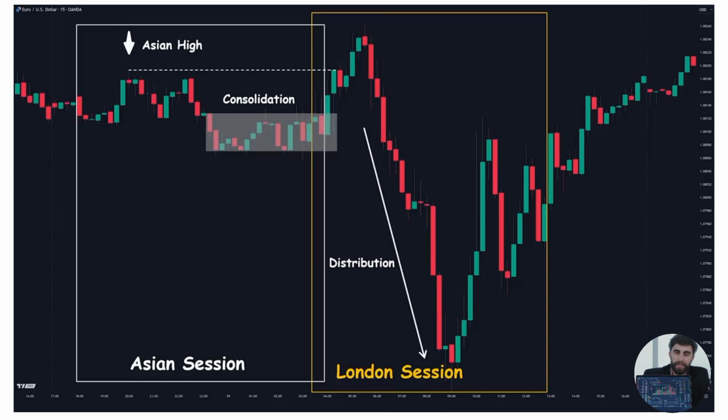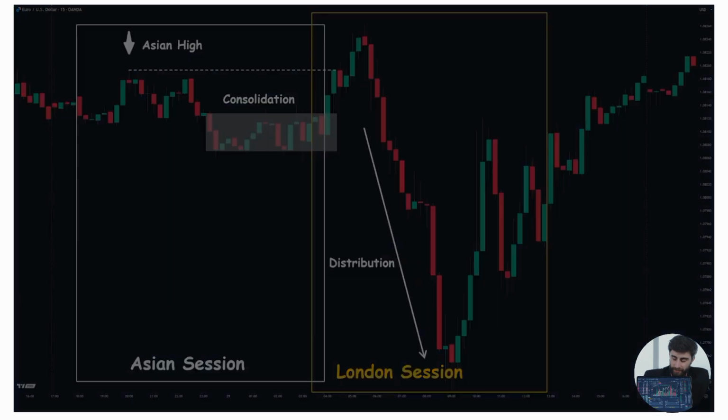By understanding how these phases work and combining them with your trading session, you can better predict price movements and spot trading opportunities. If you find it difficult to identify consolidation on the chart, you can use equal highs and lows as a similar concept. Let me show you how.